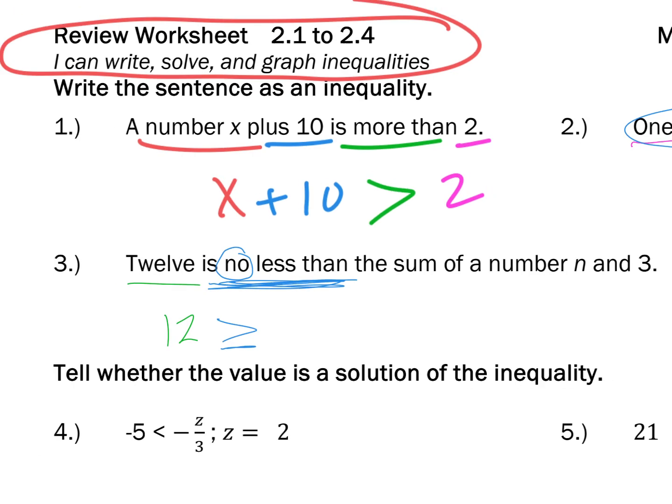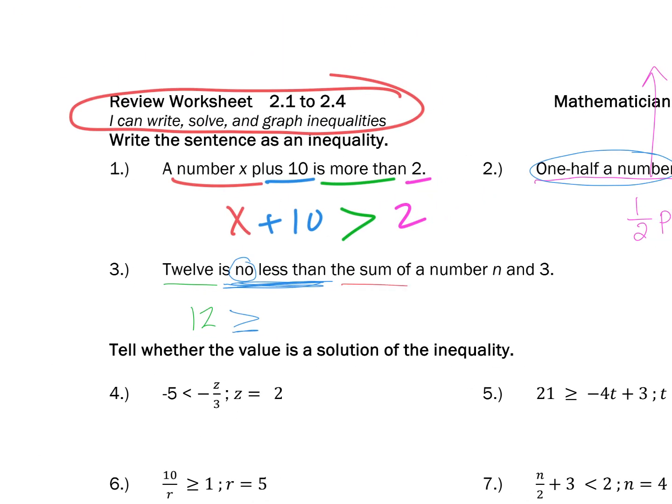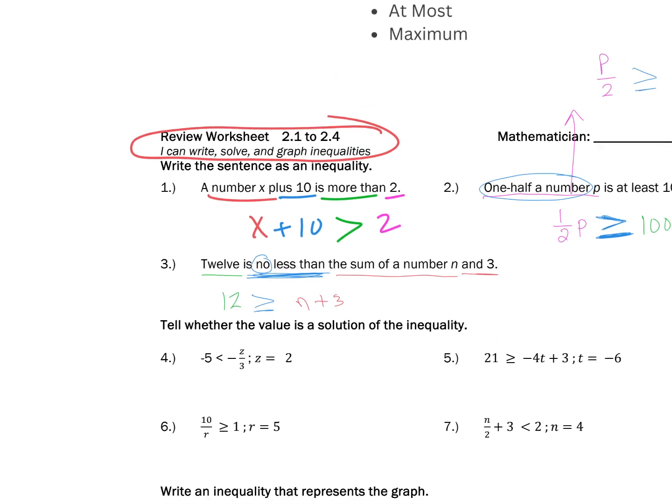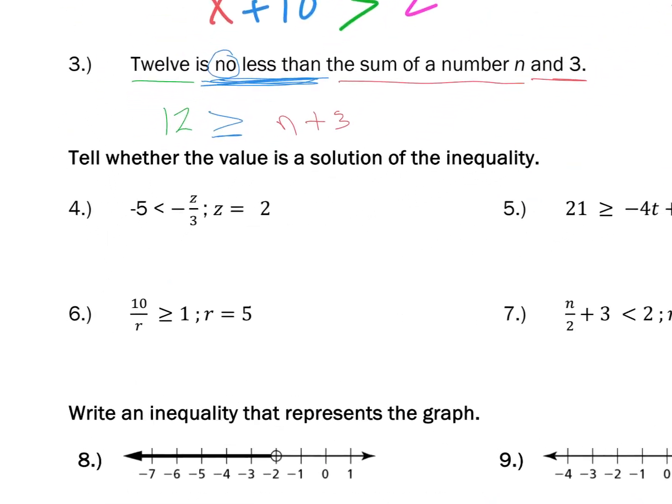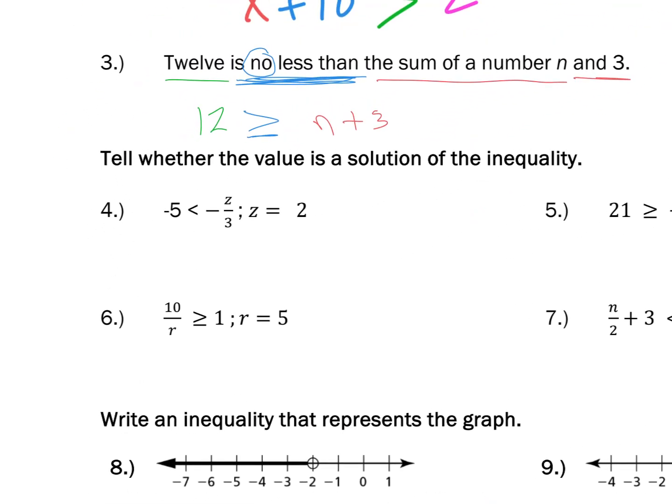The sum, okay, 12 is no less than the sum of a number. So we're going to be adding stuff. Of a number n and 3. Boom, we're done. 12 is greater than or equal to n plus 3. Number 4, tell whether the value is a solution of the inequality.